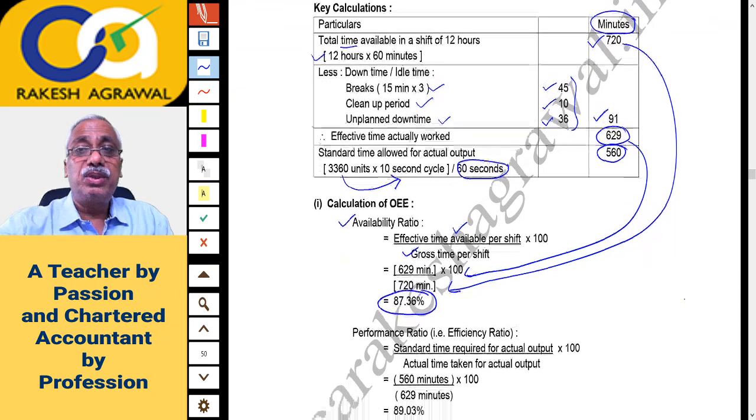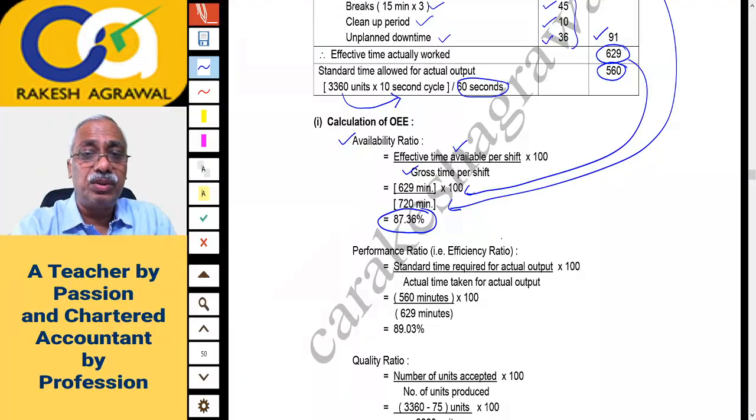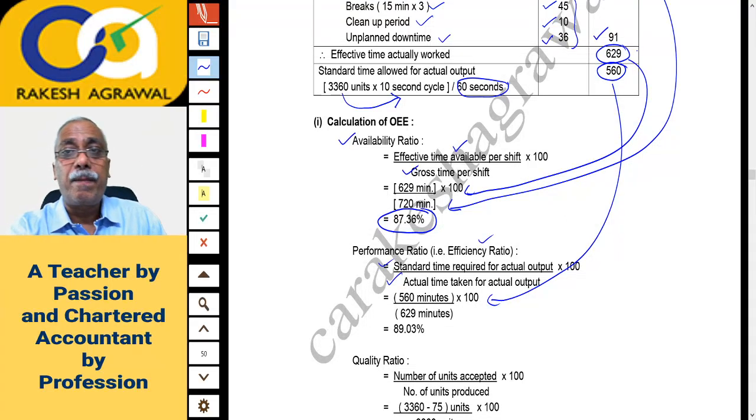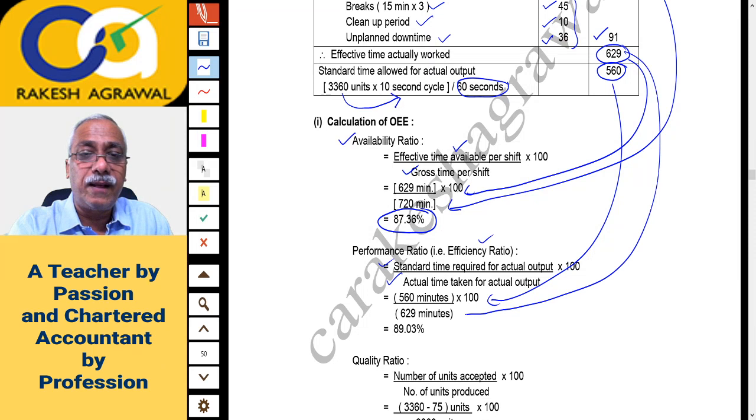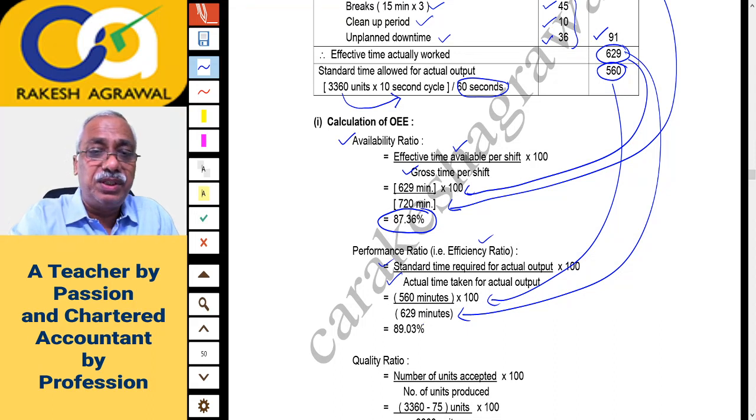For performance ratio, that is efficiency ratio, it will be standard time divided by actual time. See, this is the standard time 560, standard time required for actual output, and this is your actual time 629. So actual time you are taking more than standard. If the workers are taking more time, it means their efficiency is less than 100%. So your efficiency ratio is 89.03%.